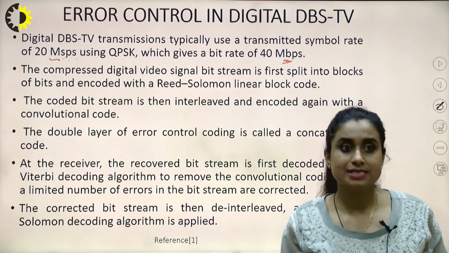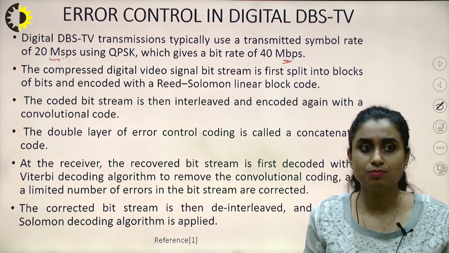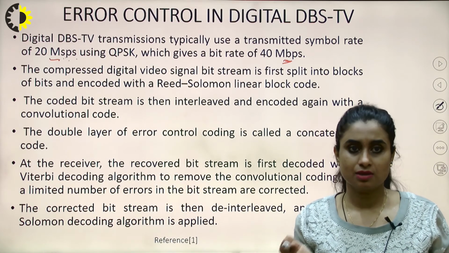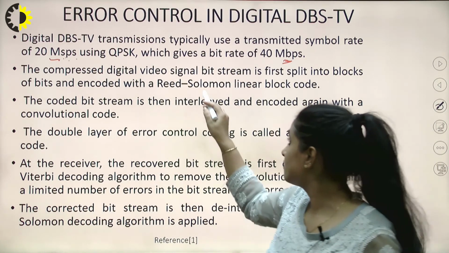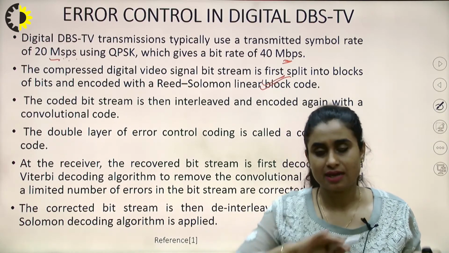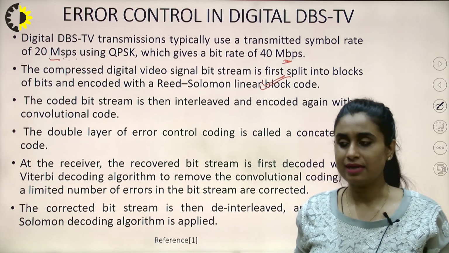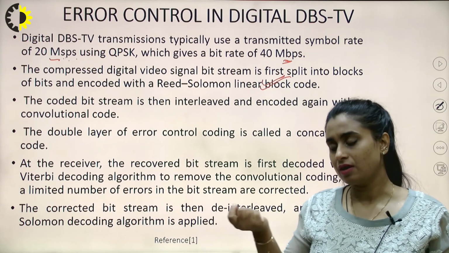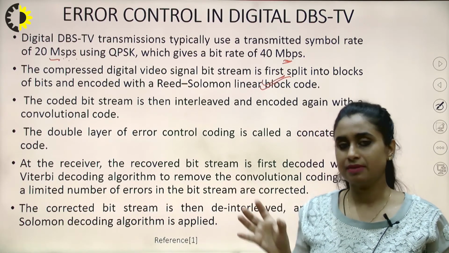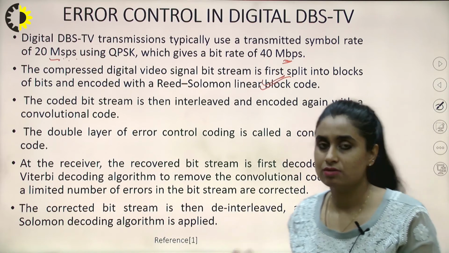The compressed digital video signal bit stream is first split into blocks of bits, and then this is encoded with a Reed-Solomon linear block code. Block codes have their own advantage in the case of encryption. That is a separate field though. But for now, we must know that block codes are preferred, as here, instead of encrypting bit by bit, we choose a block of like 8 bits or 16 bits or 64 bits at once to be encrypted. So block codes are always preferred.